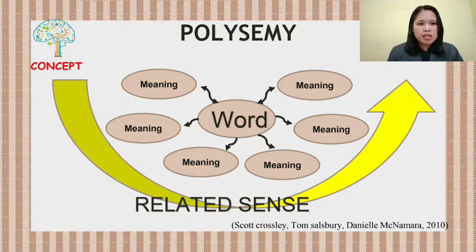Polysemy. The first thing we have to remember and know is that polysemy is different from homonymy. When we are talking about polysemy, the main and basic concept that we have to know is that polysemy is one word that has more than one meaning. And Scott and friends in 2010 said that polysemy is one word that has more than one meaning, and all the meanings of the certain word are related to each other. So we can say that polysemy is a word that has multiple meanings, but they still have a related sense with the basic or root word.